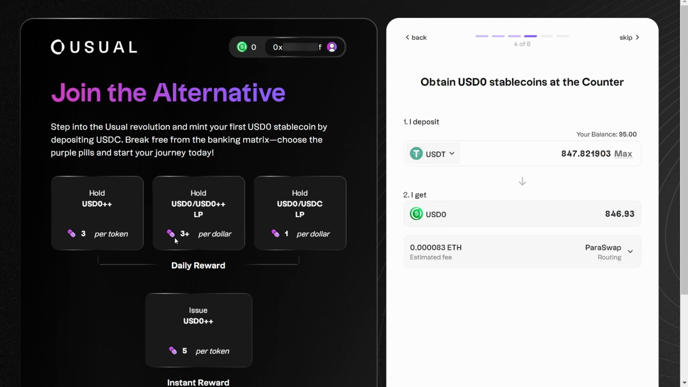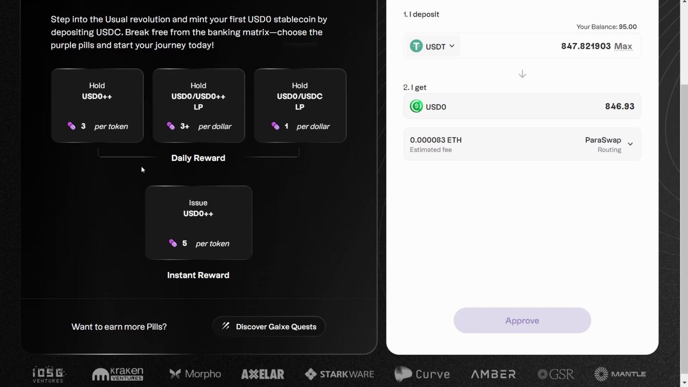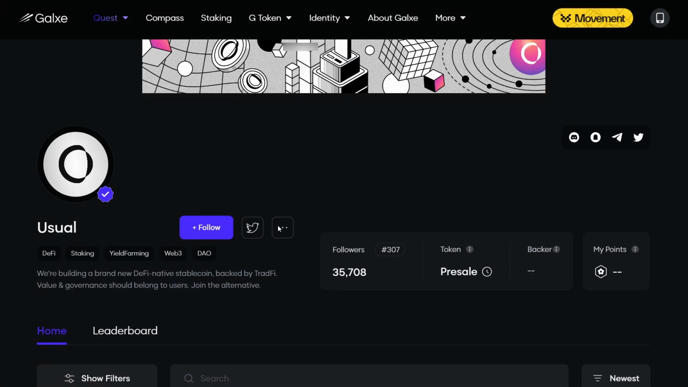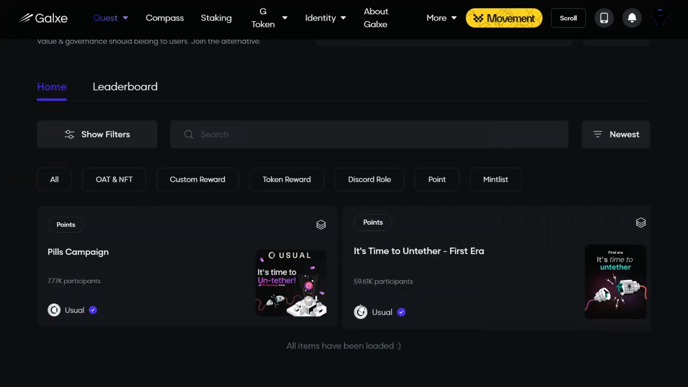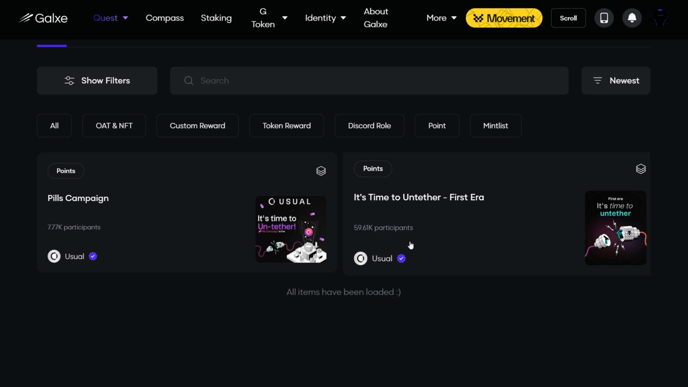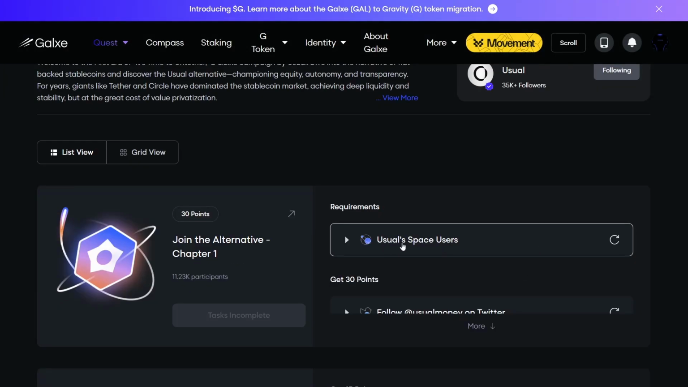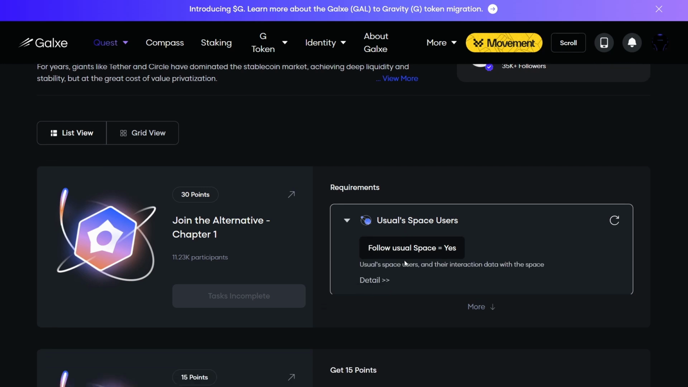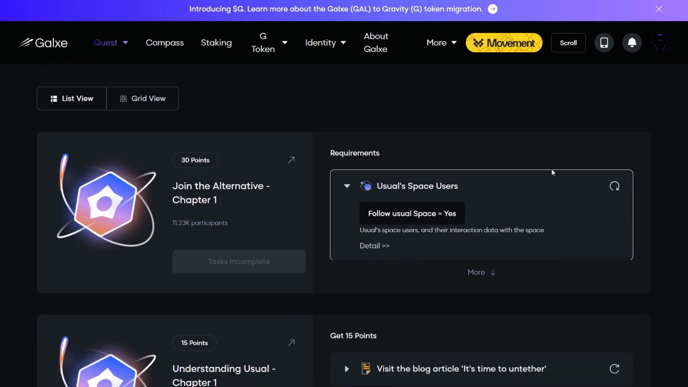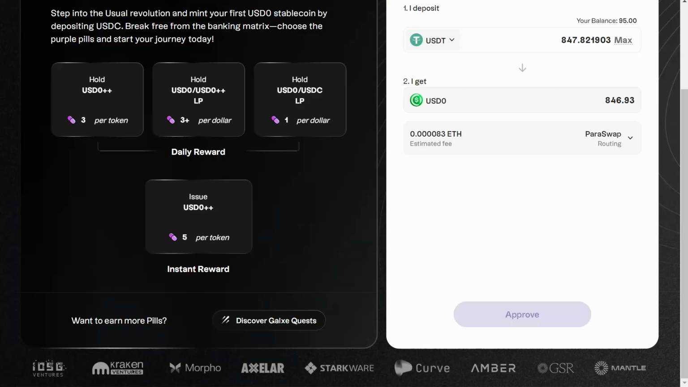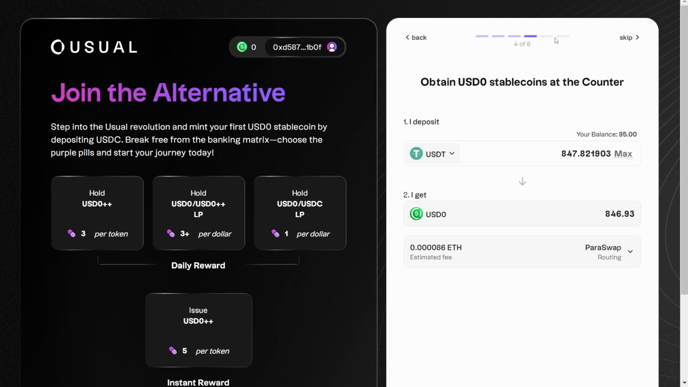Additionally, you can pass quests on Galaxy to earn more pills. It's free and easy. Click on Discover Galaxy quests. These tasks are simple and will add a small number of points, and most likely will have no influence on your final profit from the Usual airdrop. I usually complete them just in case. Return to Usual Money. I'll skip it for now.